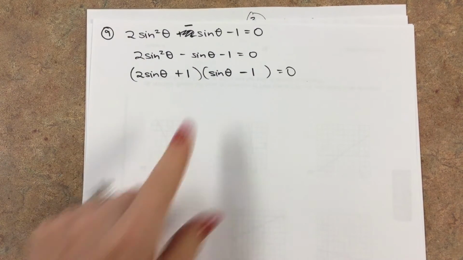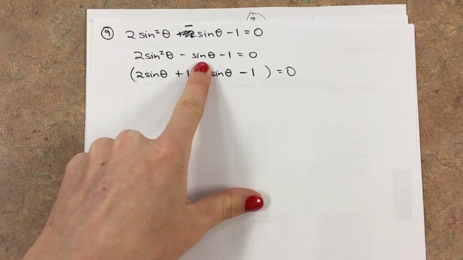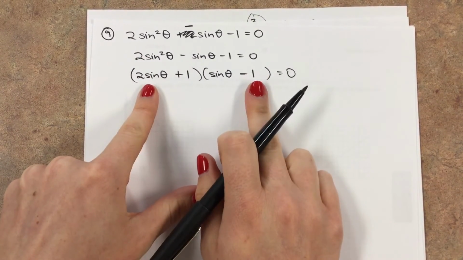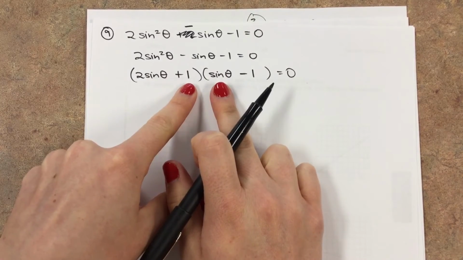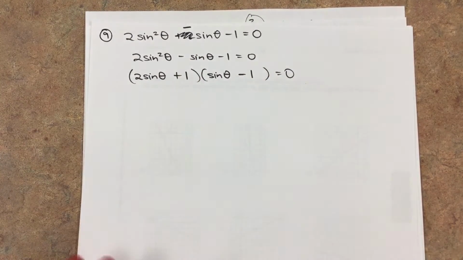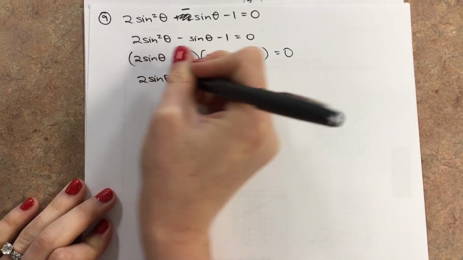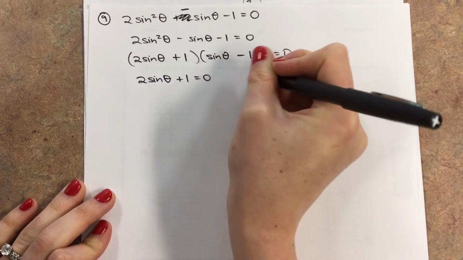If you guess and you guess wrong, you're just looking to make sure that you end up with your middle term here. So if you check your middle term, the outside gives me negative 2 sine, the inside gives me positive 1 sine. That's how I know I got it right. Okay, so this is how I factor it down. Remember, what you do next is you take the 2 pieces individually and set them equal to 0.